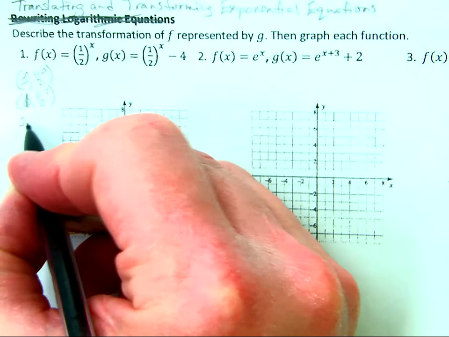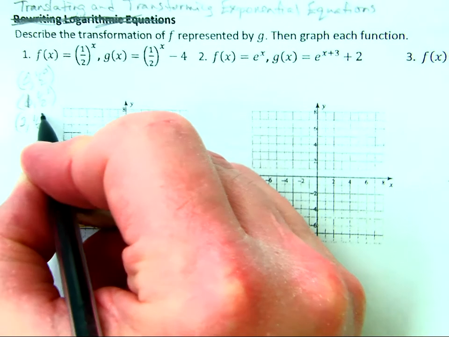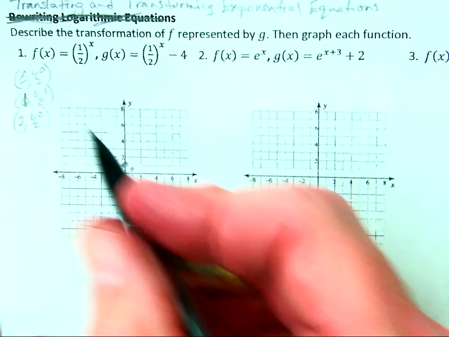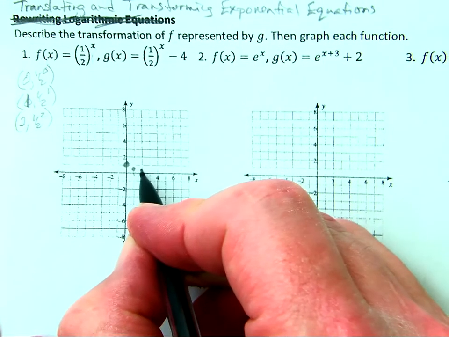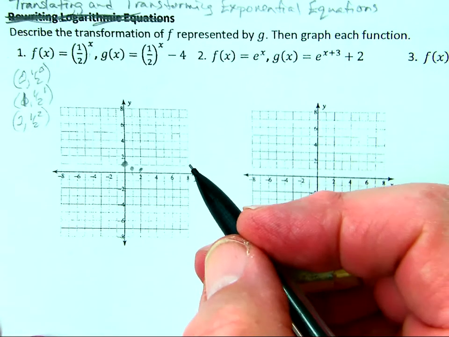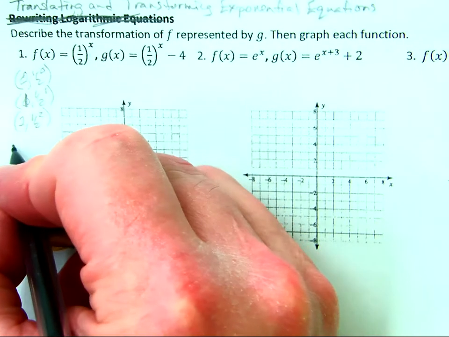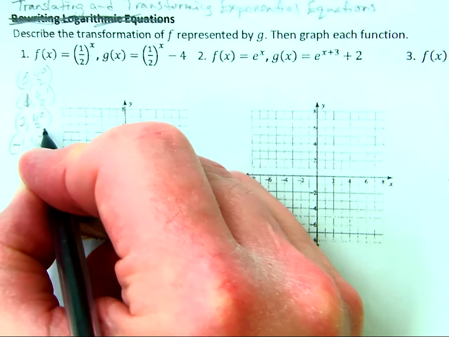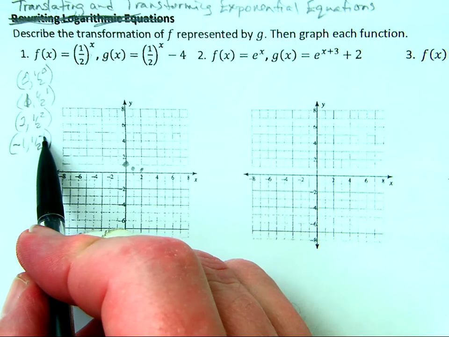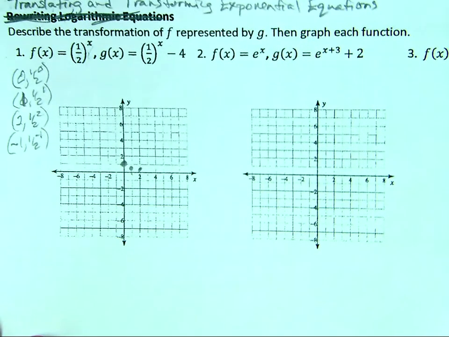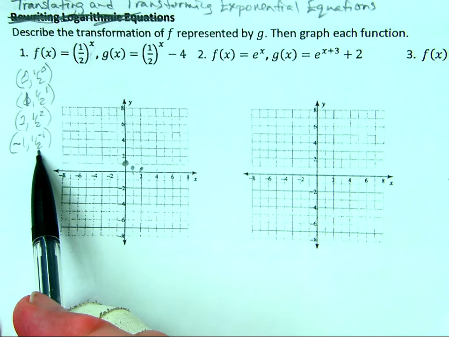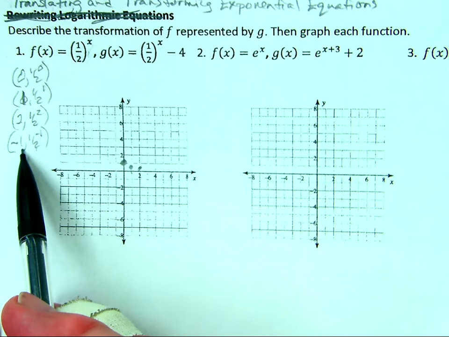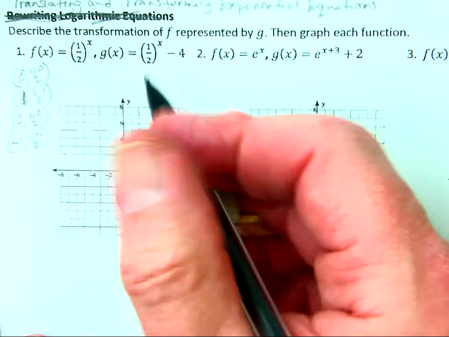If I plug in 2, that's 1/2 squared. Well, 1/2 squared is 1/4. So at 2, I'm at 1/4. Now, if I plug in some negative ones, like a -1, that's 1/2 to the -1. Remember, a negative exponent means take the reciprocal. Well, the reciprocal of 1/2 is 2. So this means the point -1, 2.